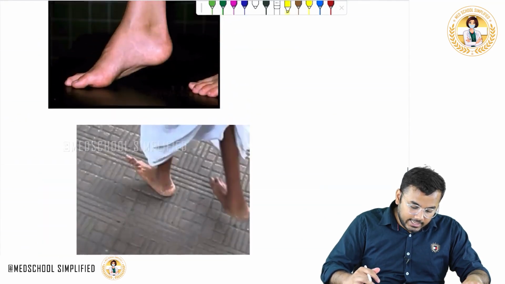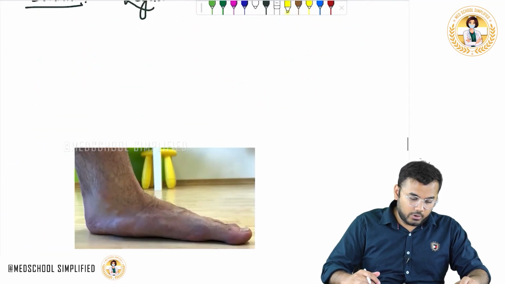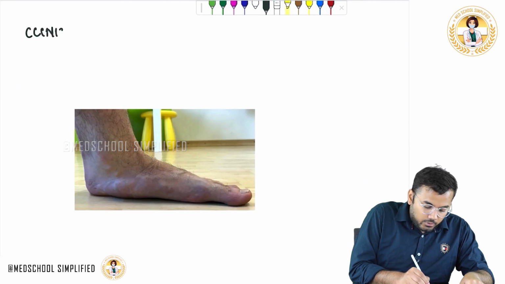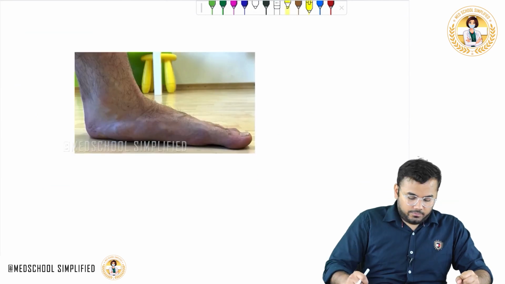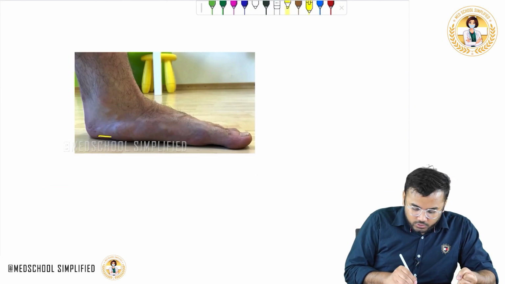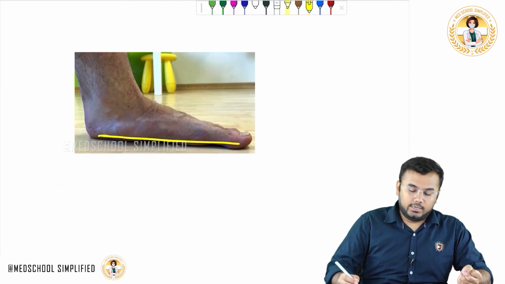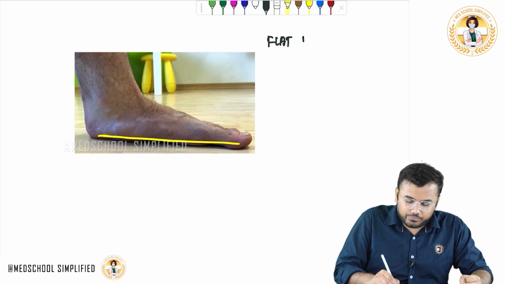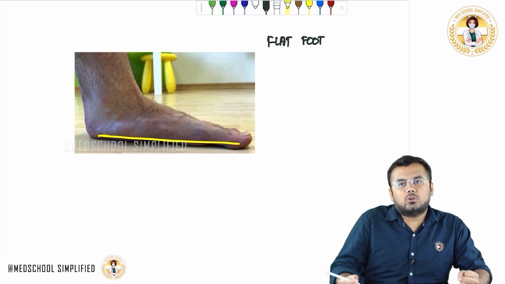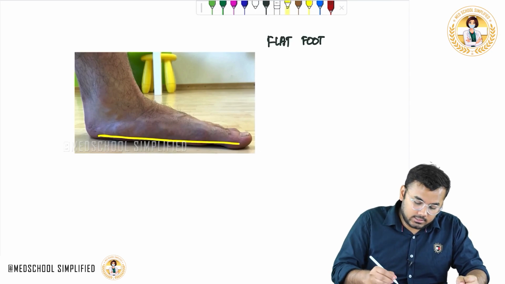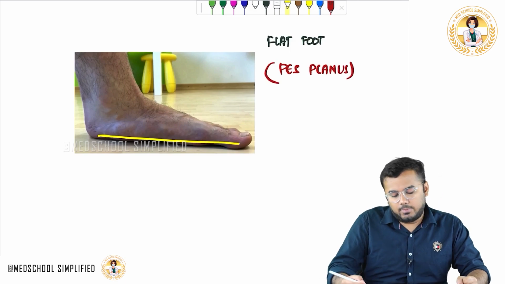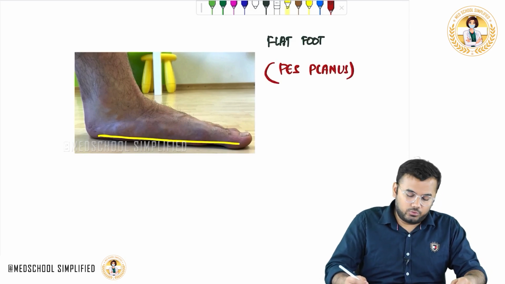Now regarding the clinical points, what are the important clinical points which you can see? The clinicals are very important. Right, so you can see this foot is completely flat, right? Such a presentation you call a flat foot. Flat foot is also called pes planus. Pes in the sense of foot, planus in the sense of plane. So pes planus is nothing but your flat foot, right?